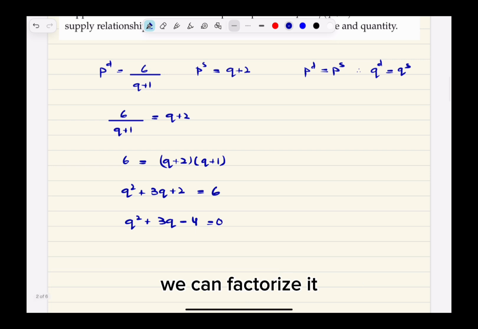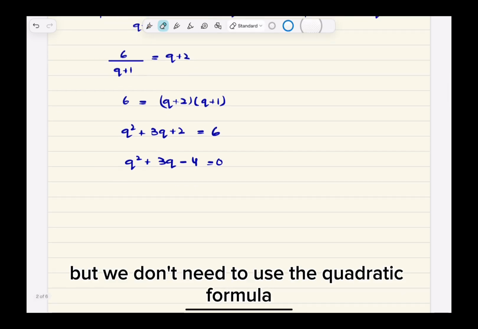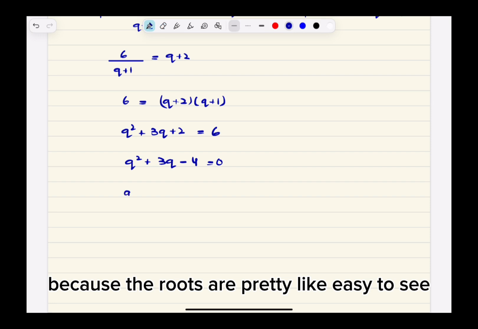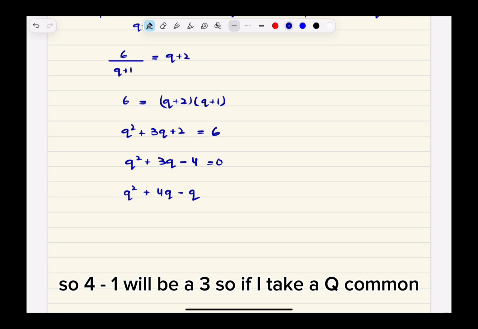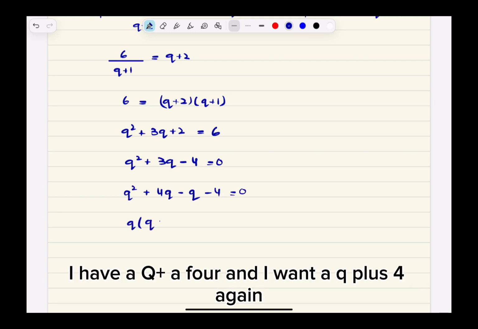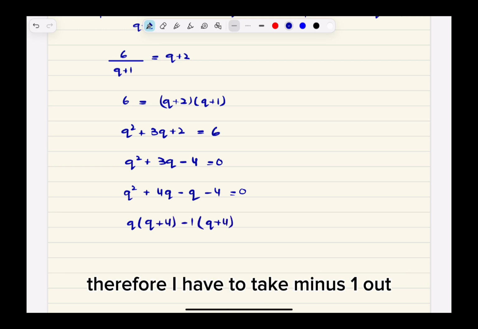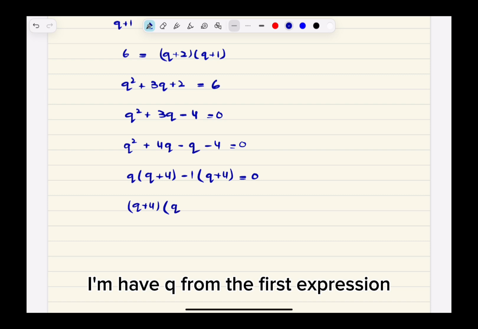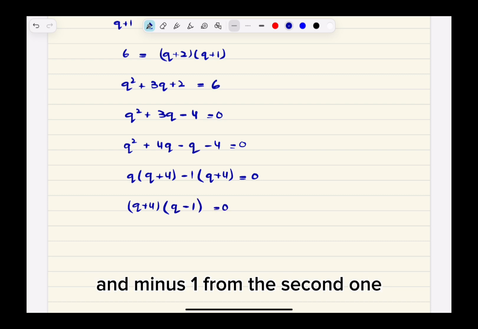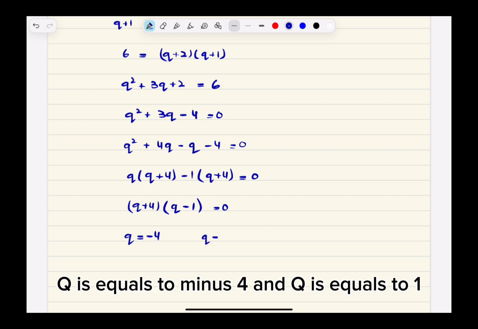We can factorize it, but we don't need to use the quadratic formula because the roots are pretty easy to see. We have 4 ones are 4, so 4 minus 1 will be 3. So if I take a q common, I have q plus 4, and I want q plus 4 again, therefore I have to take minus 1 out. And if I take q plus 4 common, I have q from the first expression and minus 1 from the second one. And therefore I have two answers, q equals minus 4 and q equals 1.